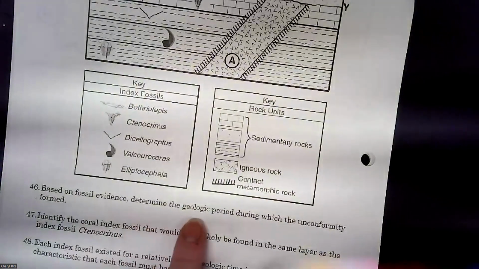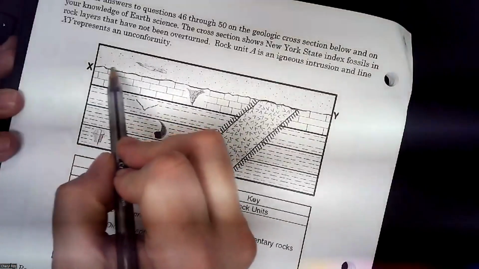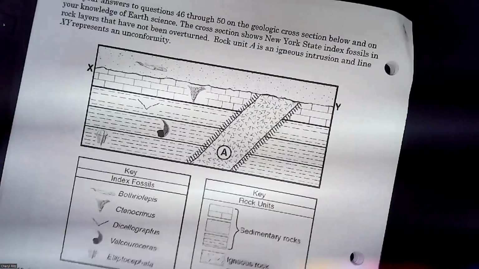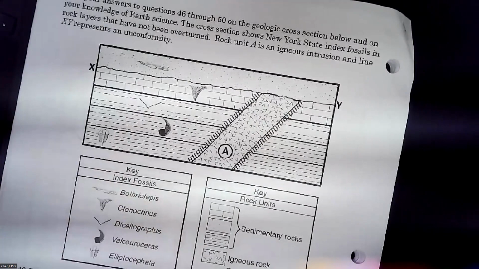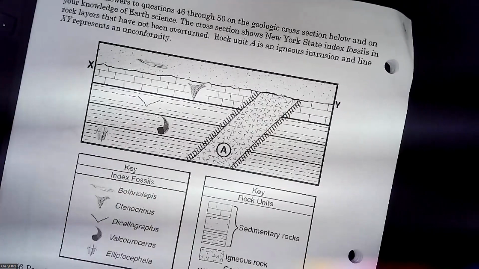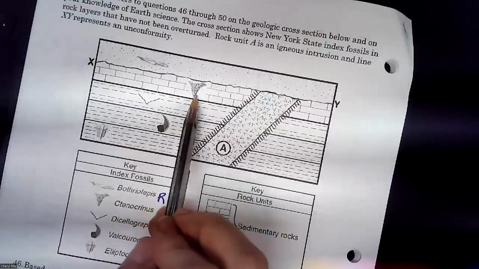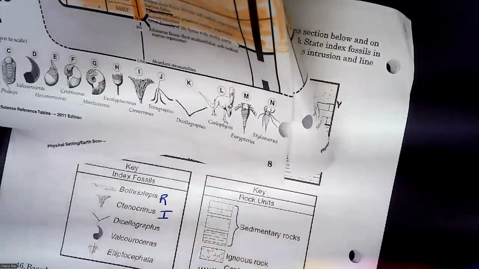Based on the evidence, determine the geological period in which the unconformity formed. So we want to know when this unconformity formed. To do that, and again, we want a period, we're going to look at those fossils. This top fossil right here, that's letter R. This fossil right here is letter I. So you will have to match those up with the letters.